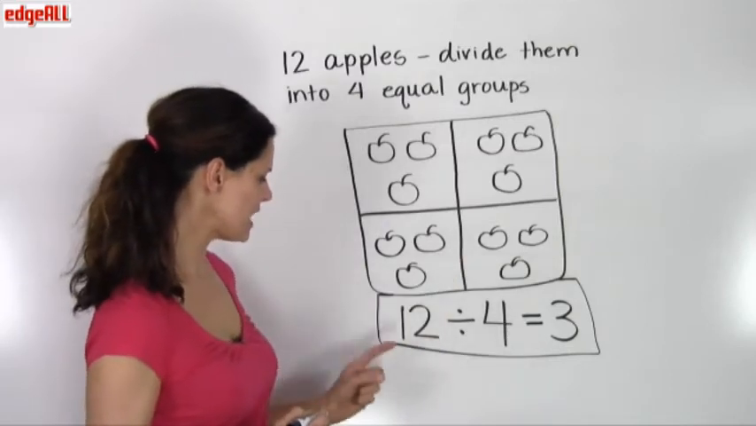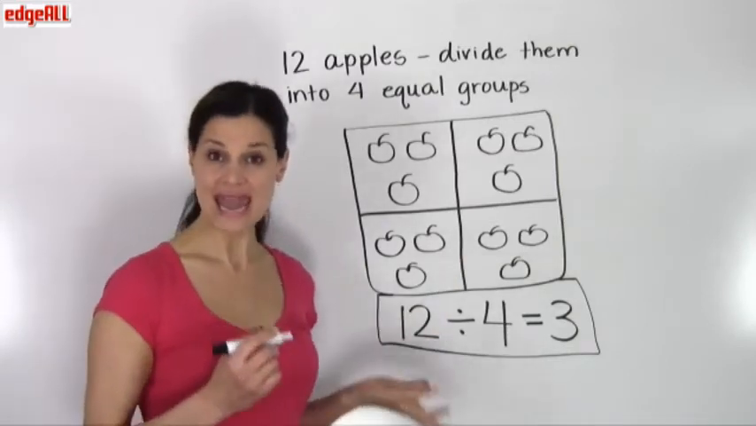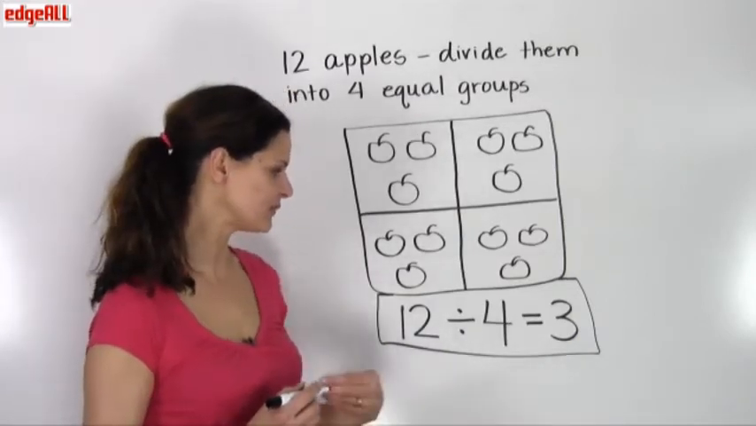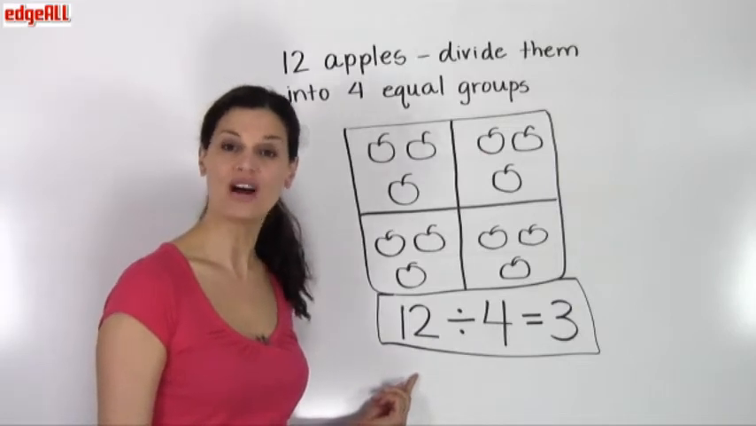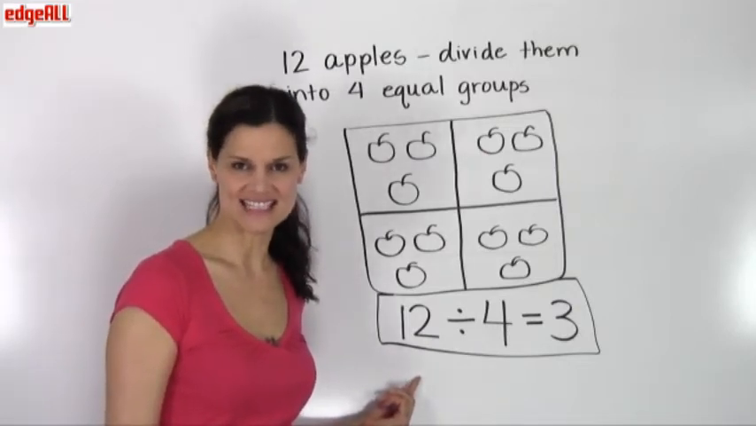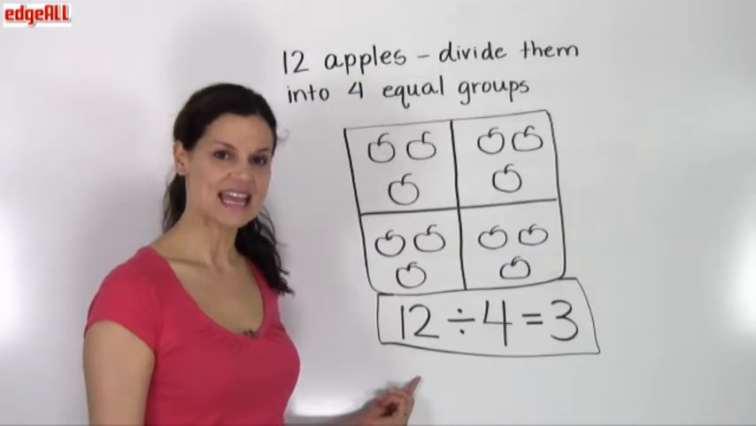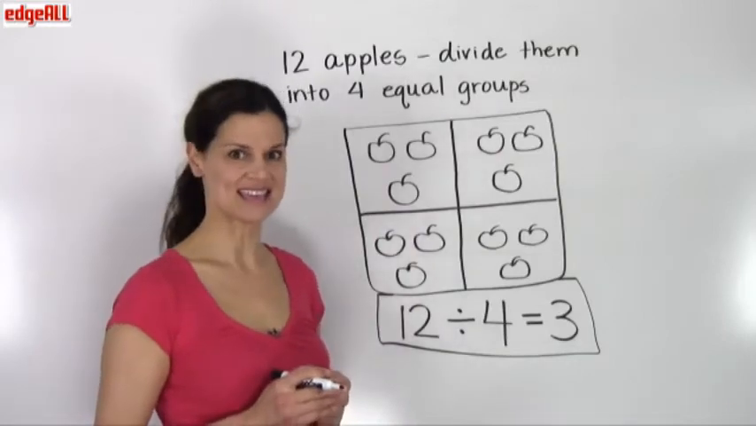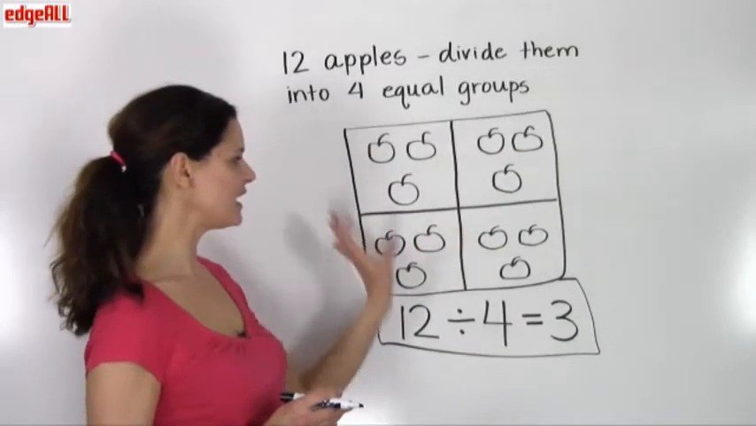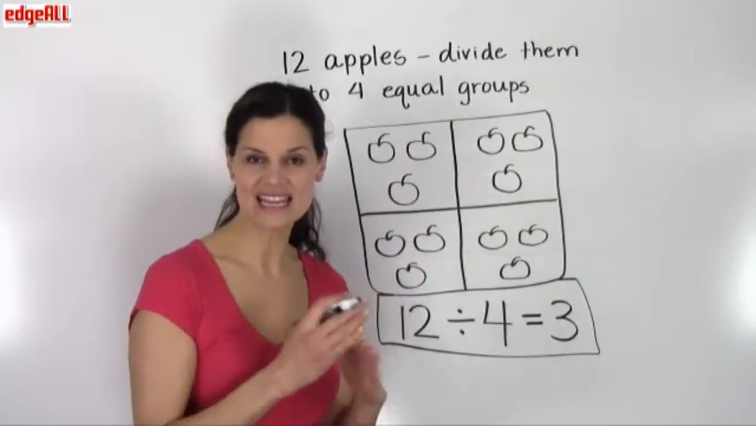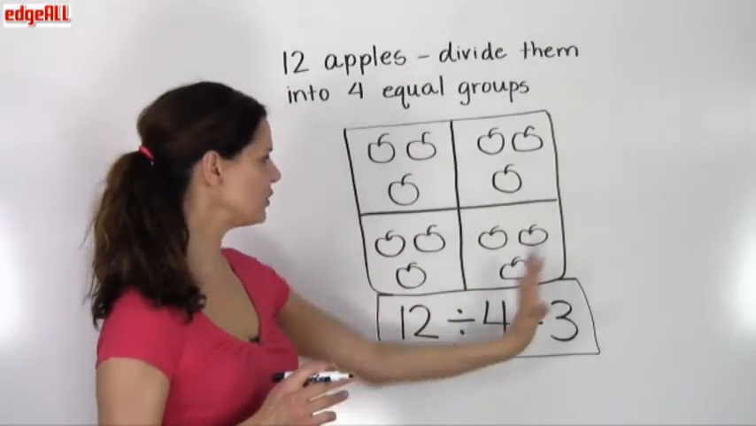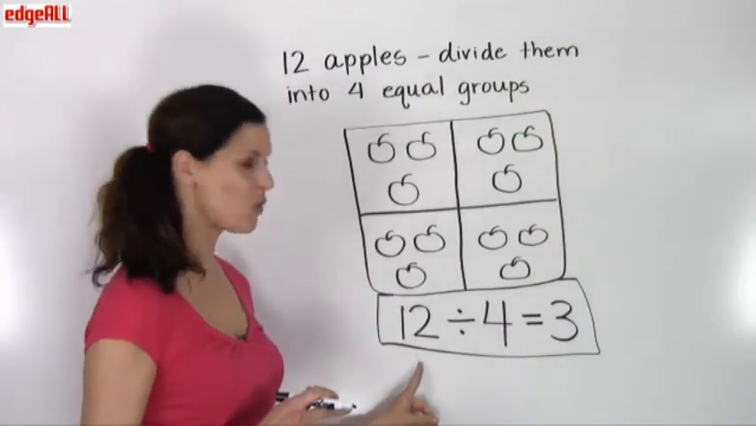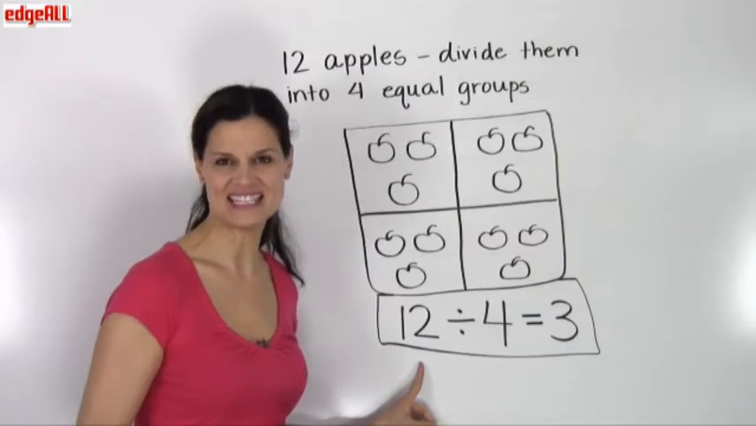And in our problem here, we have specific names for each of these numbers. Our first number here, our 12, is called the dividend. And the dividend is the number that represents the bigger group which is being divided. So in our case, our bigger group, which is getting divided and cut up, was the 12 apples that we started with. So our 12 here is called the dividend.